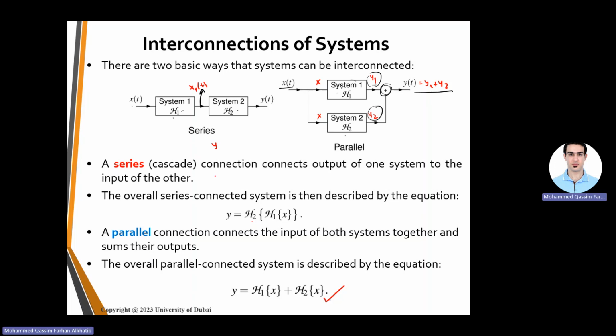All right, so in a series cascade, systems connect the output of one system to the input of the next. Overall, you see here x1, which is the output of the first system. Then that output is going to be the input for the second system. Now, the parallel connection is something simple: you have both outputs, or both transformations, added together.